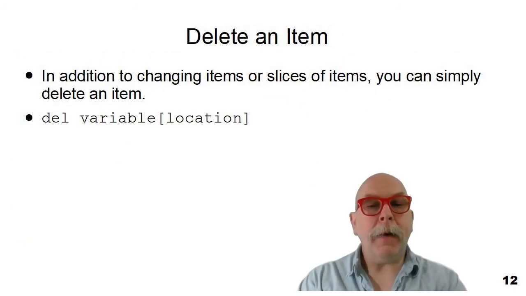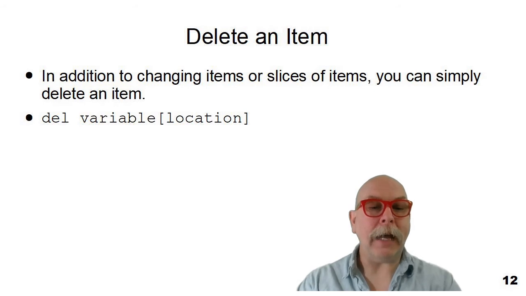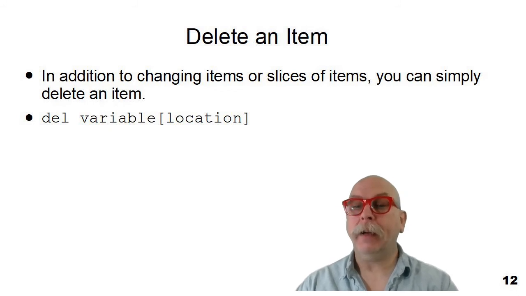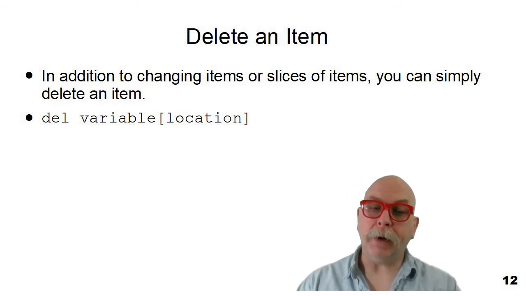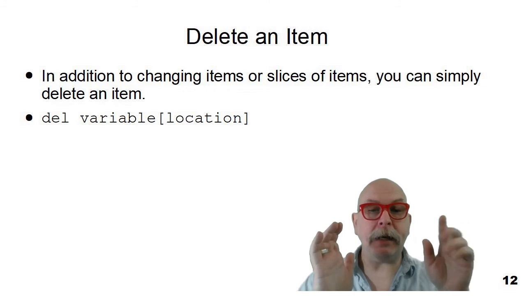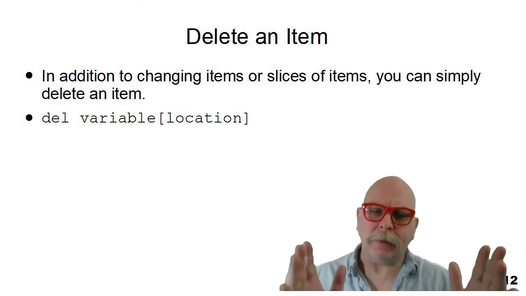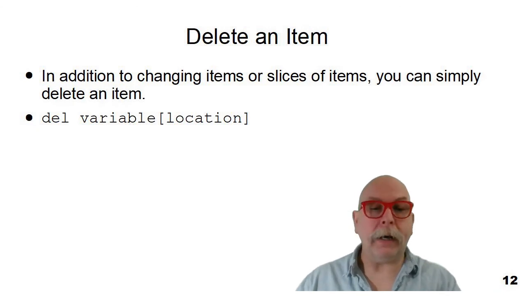With lists, you may also use the del statement to delete an item by its index. So you say del space the variable containing the list, indexing operator with an index, a number, and it will delete that item from the list and collapse the rest of the list. There we go. So next slide.